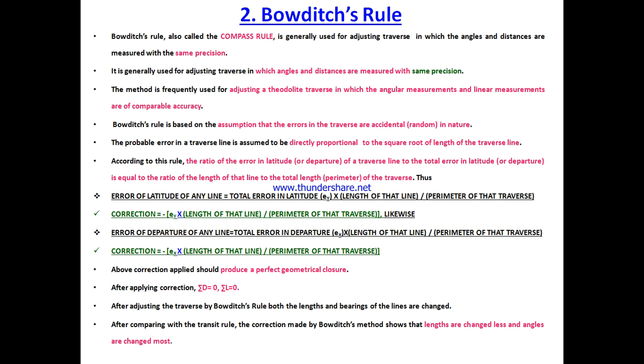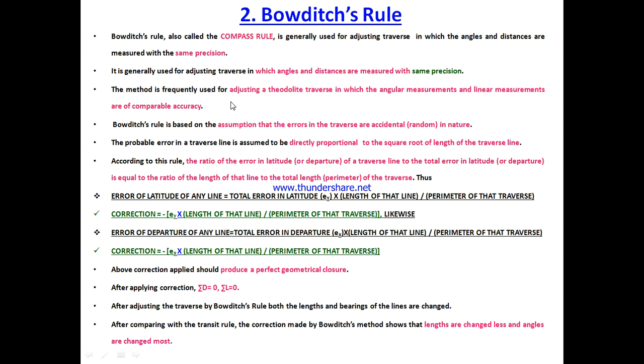Going to the second method, which is the Bowditch rule. This is a very important method and most vastly used in different survey practice, and this rule is also known as the compass rule. In this particular rule, the angles and distances are measured with the same accuracy as well as with the same precision. It means equal observations or equal calculation should be thoroughly made for both angular as well as for linear measurement.